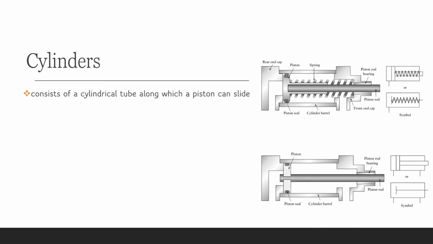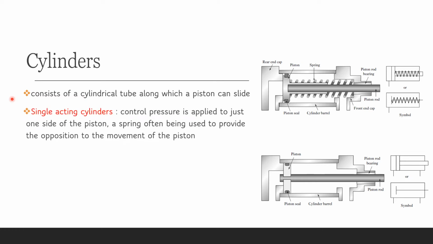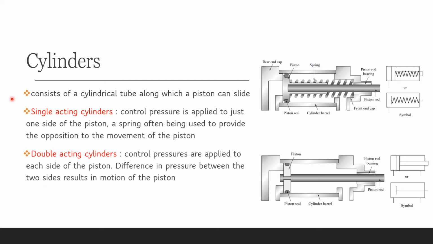Now the cylinders consist of a cylindrical tube along which the piston or the ram can slide. Popularly there are two types of cylinders, the single acting cylinders and the double acting cylinders, as shown in the figures respectively. In the single acting cylinders, the control pressure is applied on just one side of the piston, and very often a spring will be present to take the piston back to its normal position.